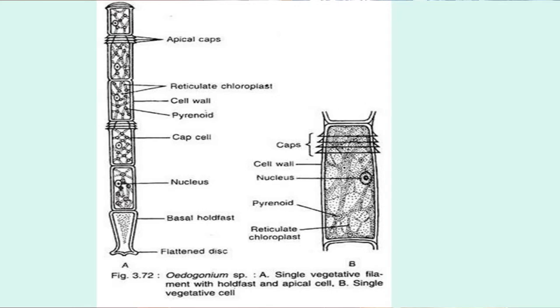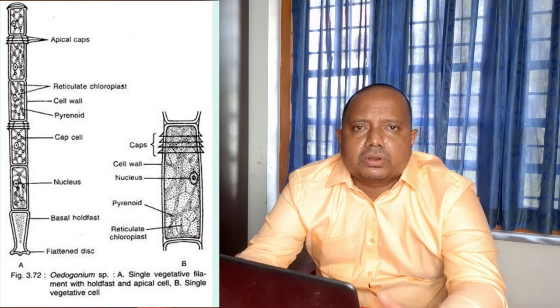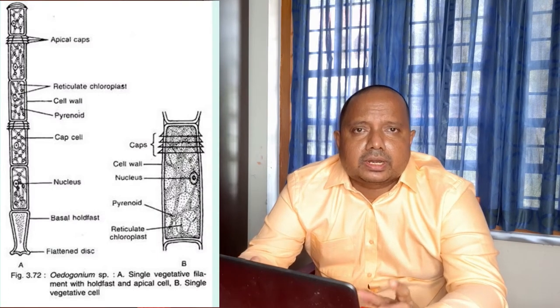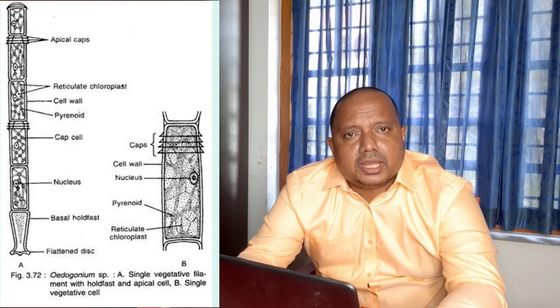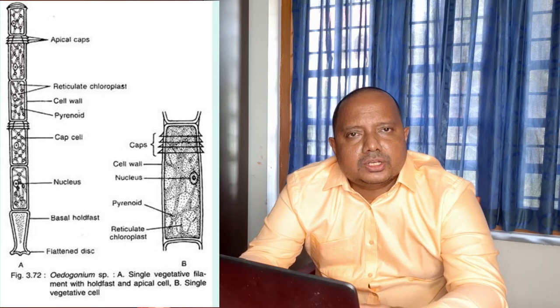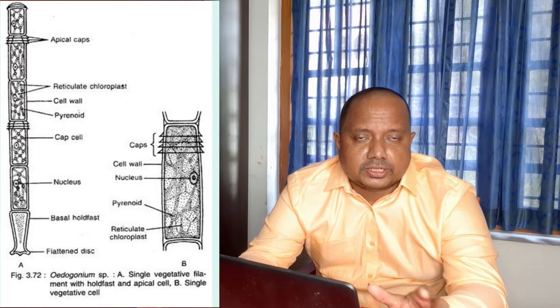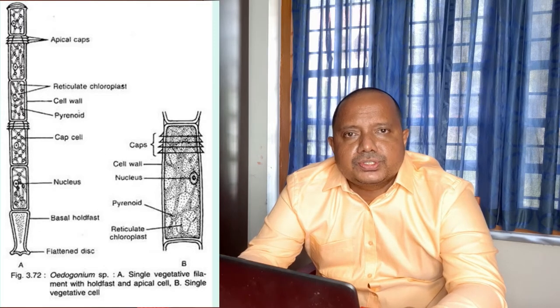So this is a diagram of the filament of the thallus. We can see the holdfast, the middle cells, the apical cell, and some of the middle cells have apical caps. If you take a single cell, it is a typical chlorophycean cell. It is cylindrical or rectangular in shape. The basal cell, or the holdfast, is a specialized cell where the cell tapers towards the base and spreads like fingers on the surface of the substratum. Usually the holdfast is devoid of chloroplast, so there is no photosynthesis in the holdfast cell.